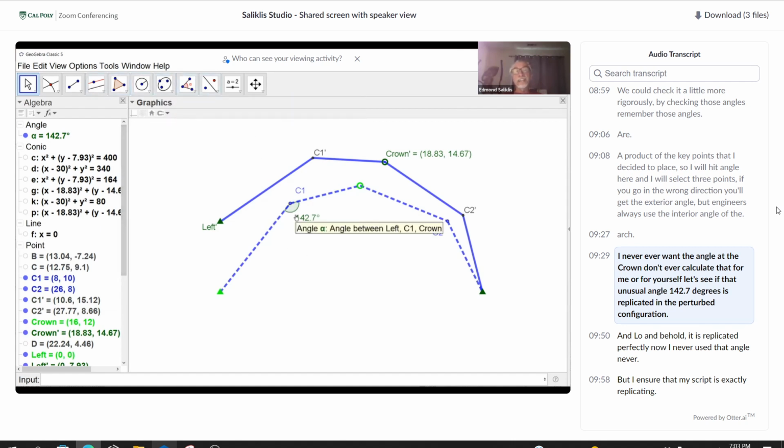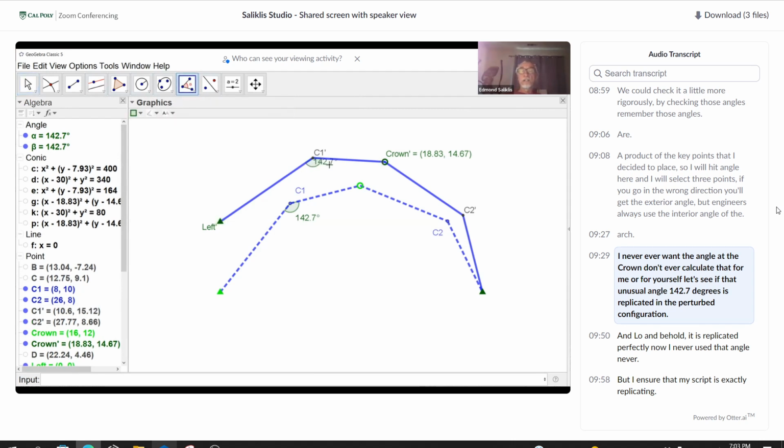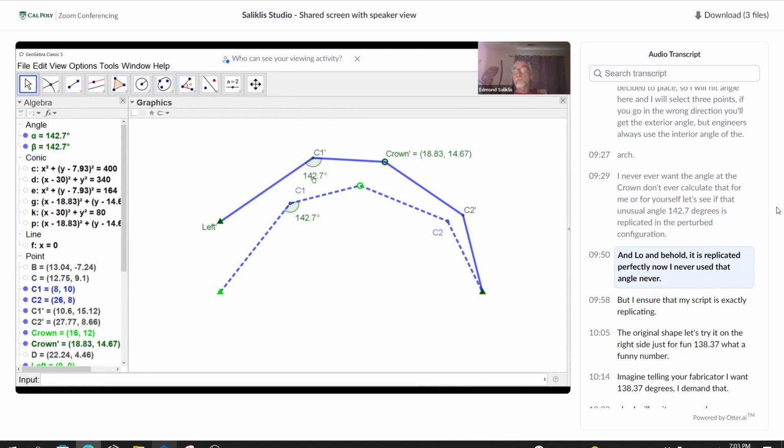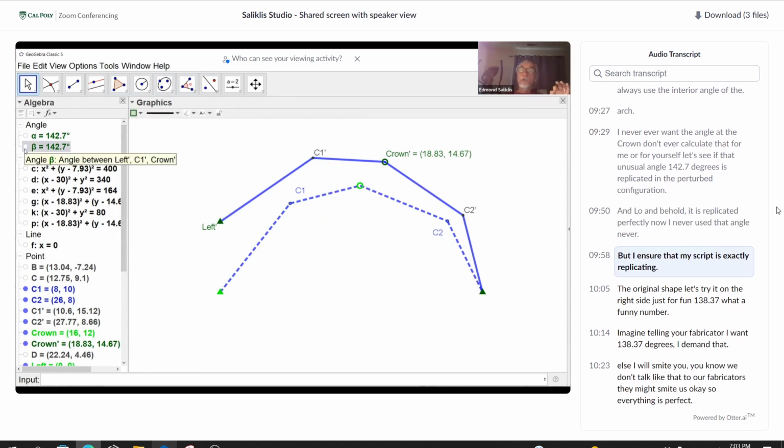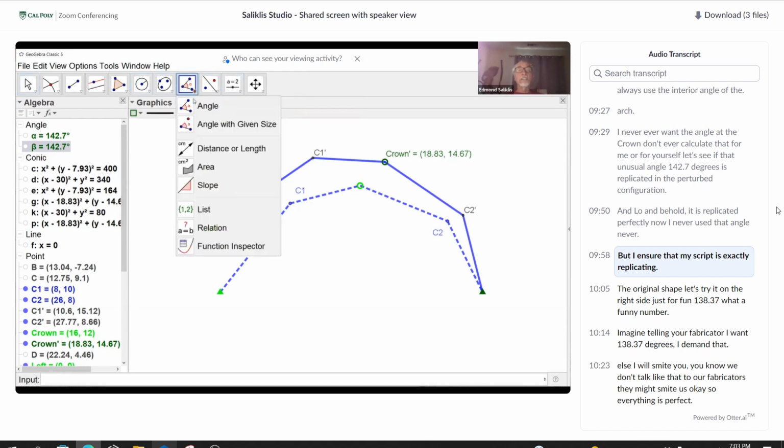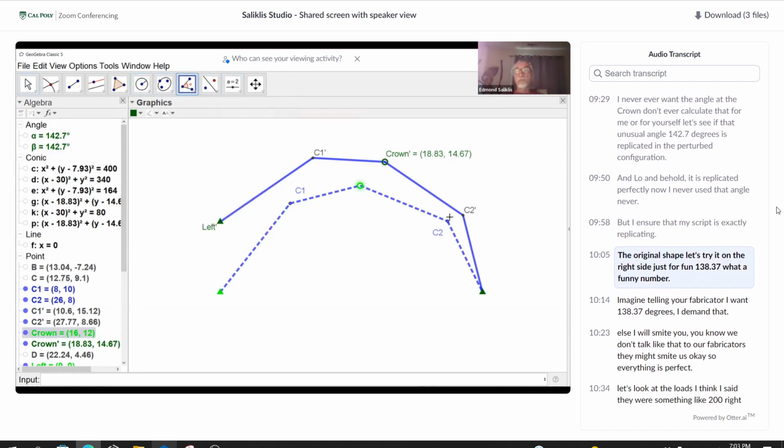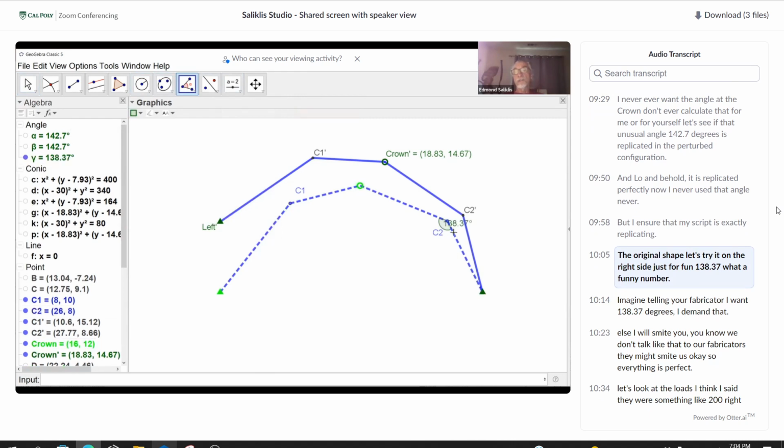Let's see if that unusual angle, 142.7 degrees, is replicated in the perturbed configuration. And lo and behold, it is replicated perfectly. Now, I never used that angle, never. But I ensured that my script is exactly replicating the original shape. Let's try it on the right side just for fun.